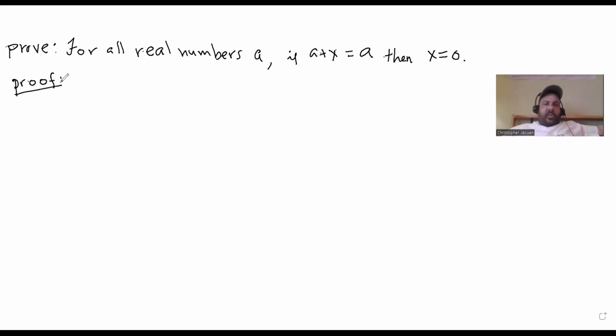All right, so here's the proof. And I'm sorry that I'm writing so slow. It's because for some reason there's a lag in the pen that I'm using, the XP-Pen.